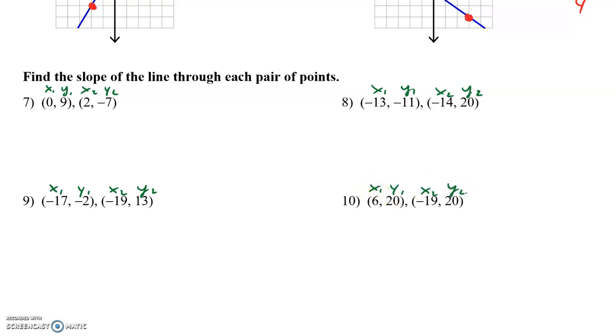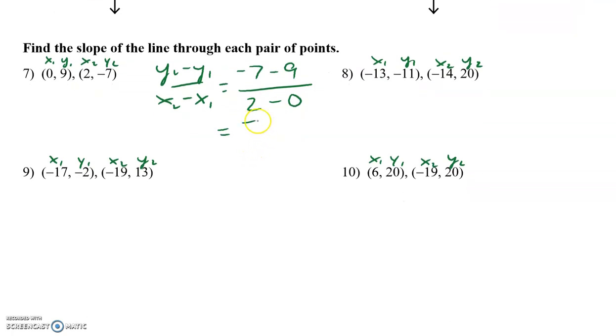Okay. So here, the slope, this is where the y2 minus y1 over x2 minus x1 notation comes in nicely. So my y2 is a -7, and I'm going to subtract y1, which is 9. I've got an x2, which is 2. I'm going to minus 0. So -7 take away 9, of course, is -16. 2 take away 0 is 2. So that gives me -8 as a slope for that one.